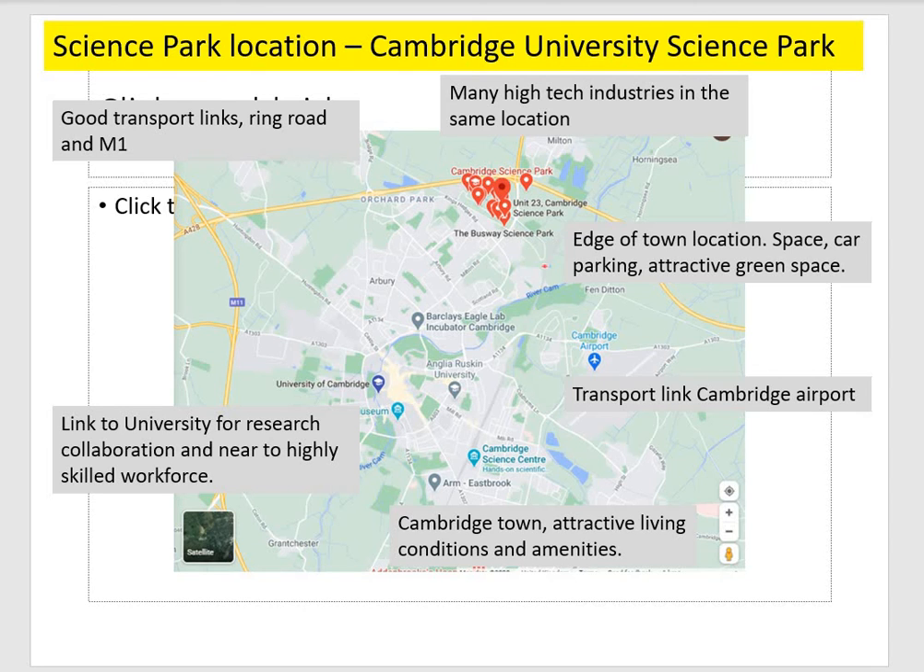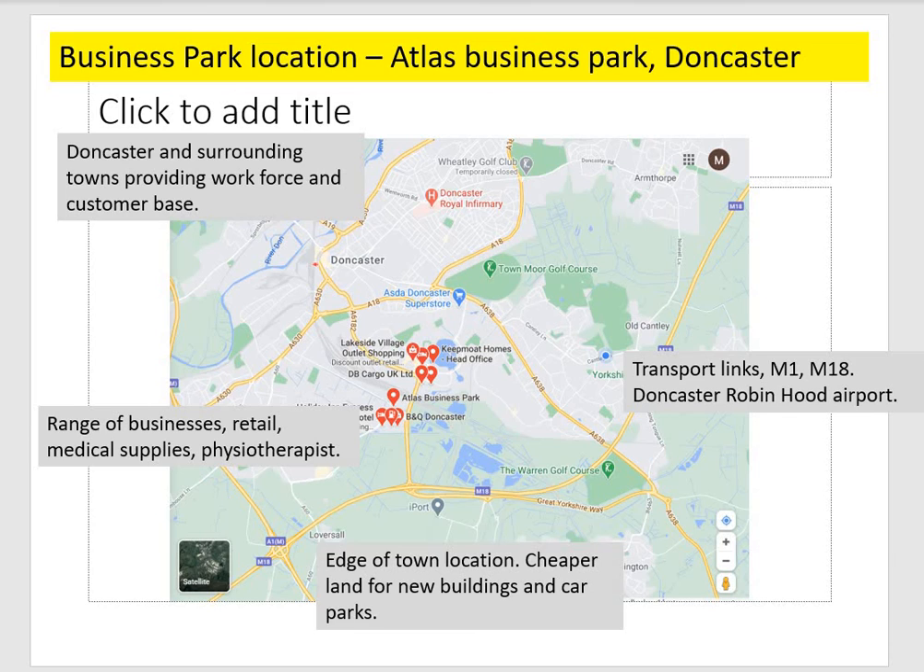The same is true of business parks, where you might get sort of retail shopping and offices, that kind of thing. And the example I've got here for you is at this business park in Doncaster, which is just by the Lakeside Village shopping outlet. Okay, so why is this a good place to locate? Again, it's got an edge of town location, so it's cheaper land. There's lots of space for new buildings, lots of space for car parks, so it's a convenient place to work. Again, it's got excellent transport links.